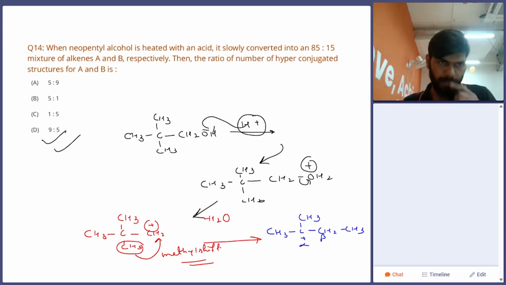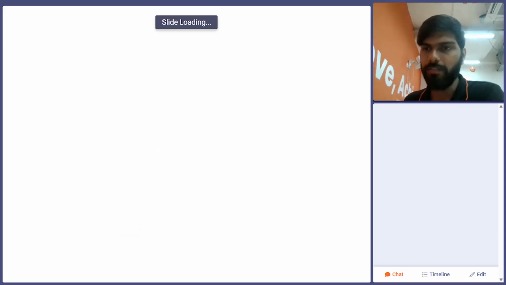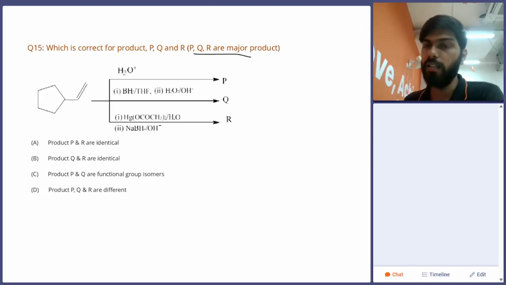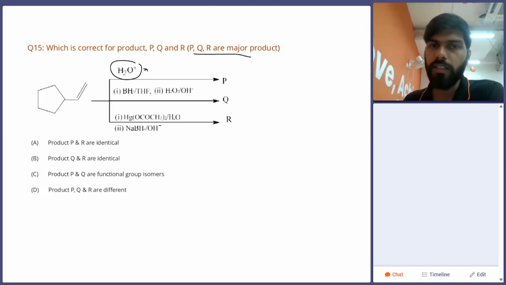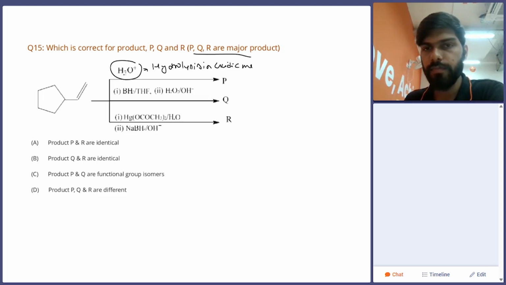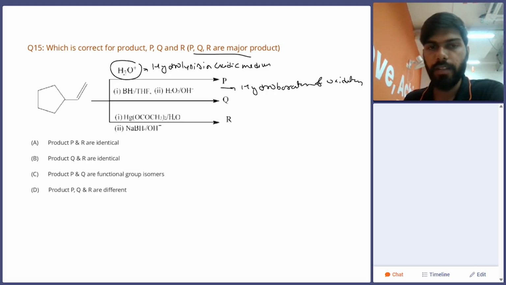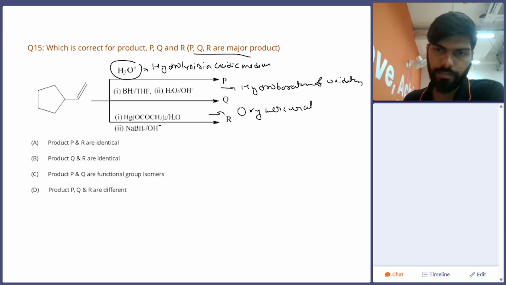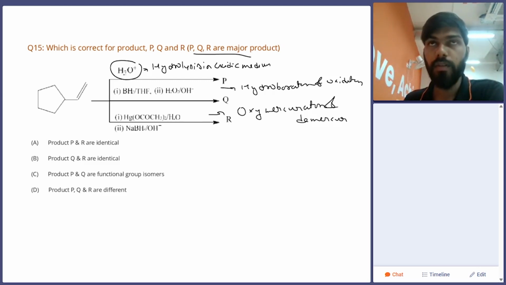Next, which is correct for products P, Q and R? We have to find the major product. This is H3O plus, hydrolysis in acidic medium. This is hydroboration and oxidation. This is oxymercuration and demercuration. So the first reaction follows Markovnikov rule.